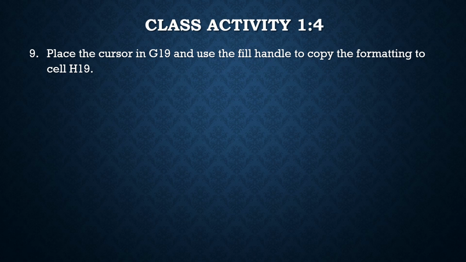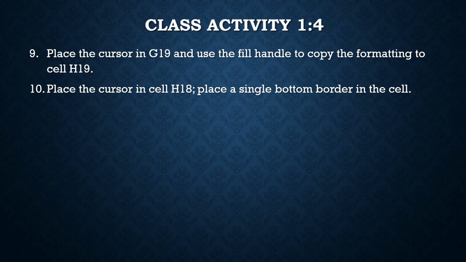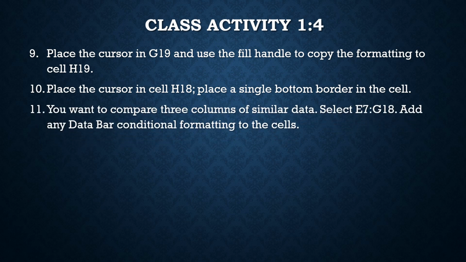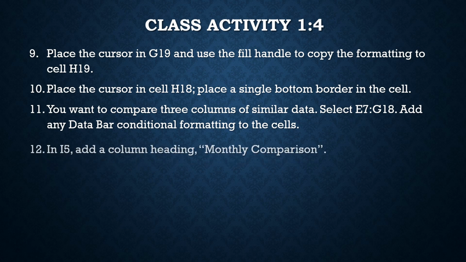Place the cursor in G19 and use the fill handle to copy the formatting to cell H19. Place your cursor in cell H18. Place a single bottom border in the cell. Now you want to compare 3 columns of similar data. Select cells E7 through G18. Add any data bar conditional formatting of your choosing to the cells.